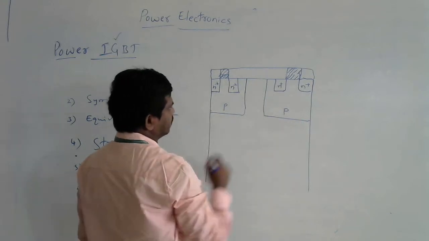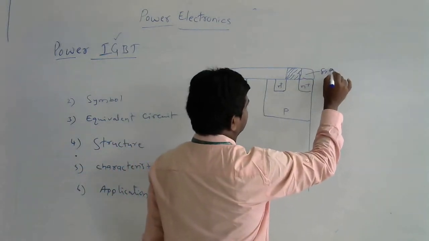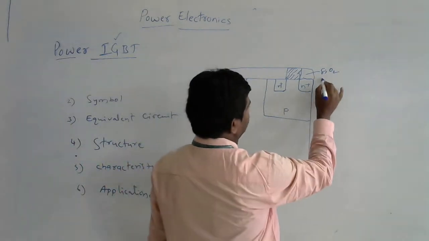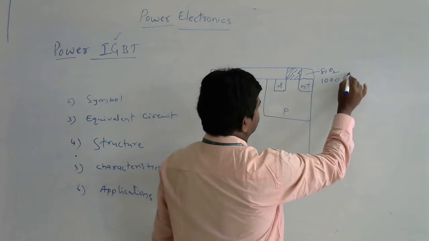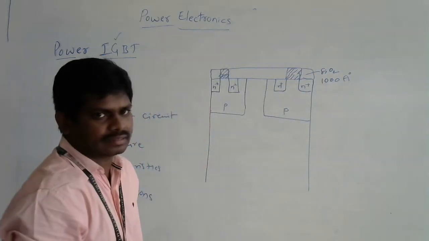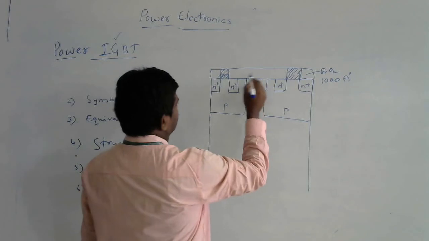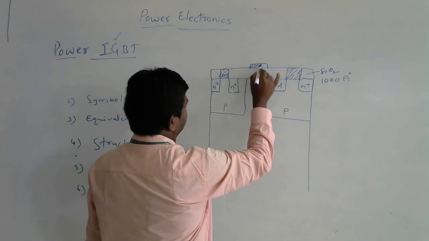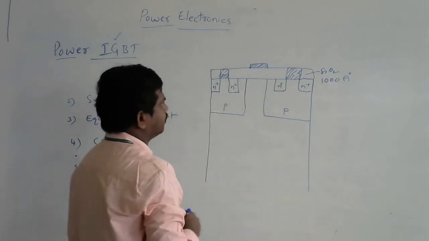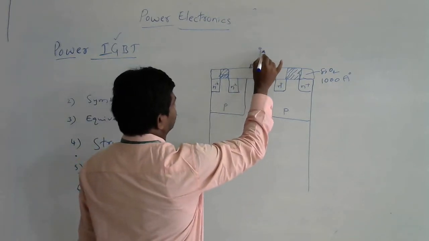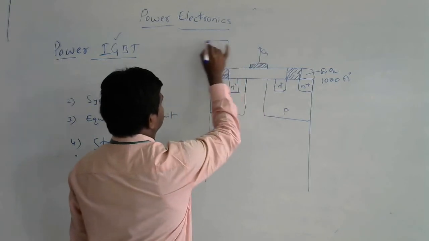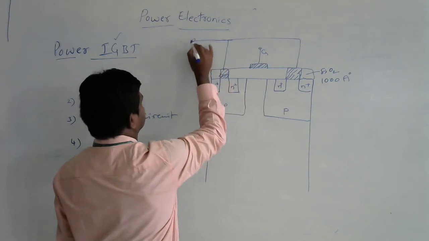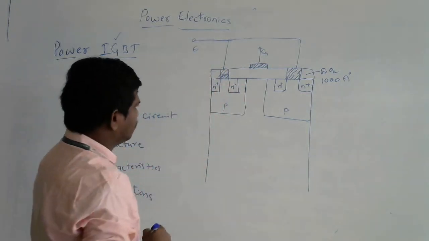So totally this is the emitter terminal. This is the silicon dioxide material, and the width of the silicon dioxide is around 1000 angstroms. Here my gate terminal is insulated from the body of the IGBT. This is my gate, and this is a split connection of the emitter. This is my emitter terminal, right?